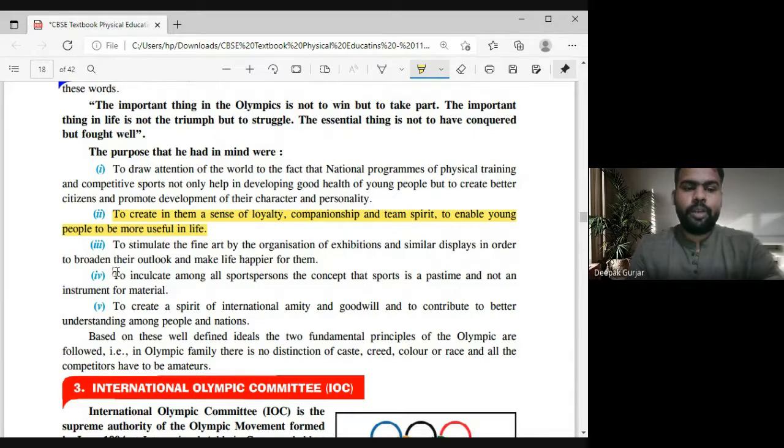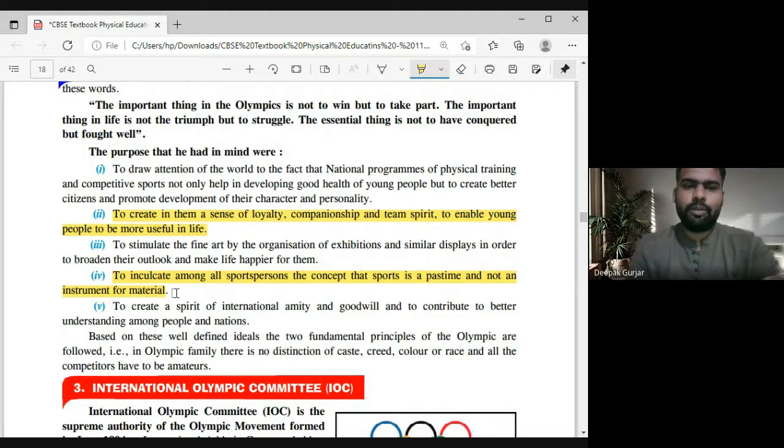To inculcate moral and social values in all these sportspersons, the concept is that sport is a pastime and not an instrument for material gain. Because of the way you learn, if you score a goal while a football game is going on, the amount of pleasure and happiness you feel cannot be purchased anywhere. It can be earned at that time only.